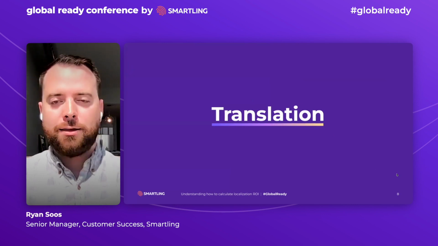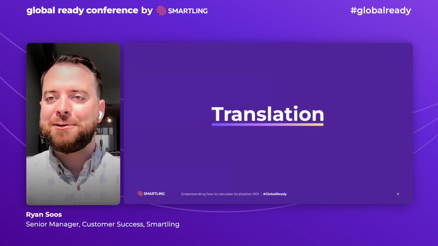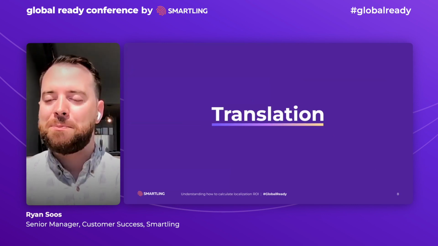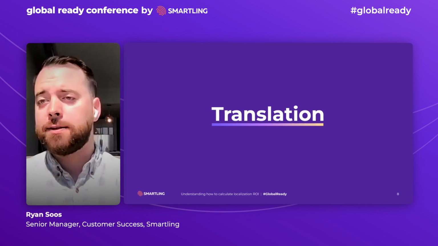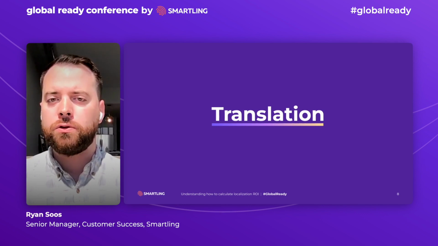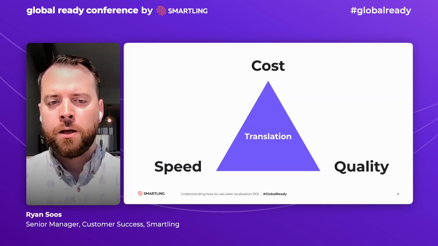Let's start with the first area. Where do we see profit? We see profit with translation. Believe it or not, even while spending money with translation, investing in a TMS allows you to see cost benefits.